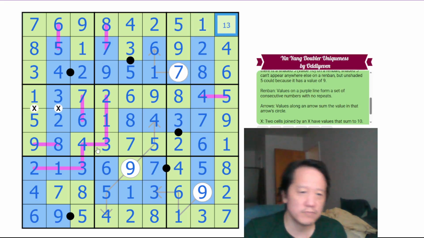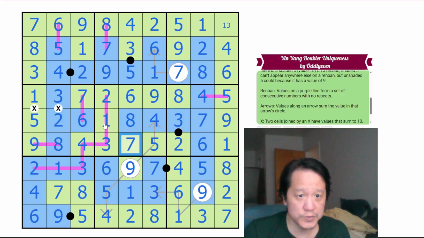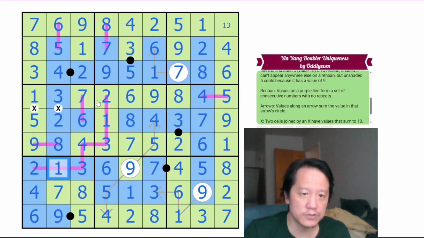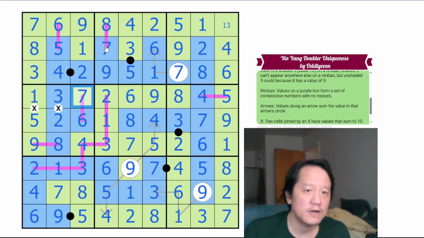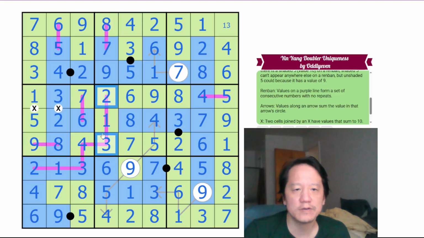And, well, do we just double check? Let's just double check. We have values on this red band: 1, 2, 3, 4, 5, 6, and 7. We have values 8 and 9 here, 10 and 11 here, 10, 11, 12, and 13 here, 14 and 15 here, and 16 and 17 here for the Renban. For the 10s, it's fine. This is 1 and 9, 4 and 6.